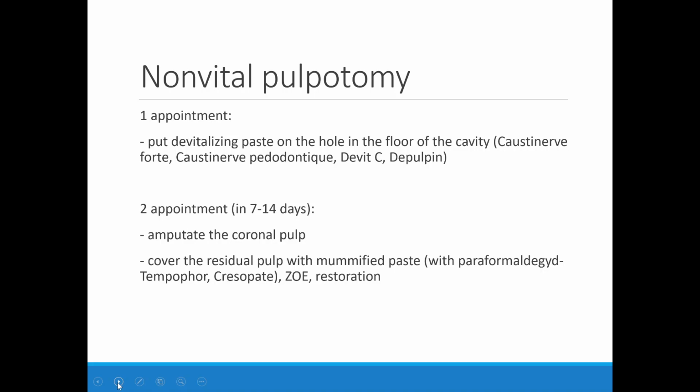After 7-14 days, but I prefer 10-14 days, we invite the patient. Of course, we remove this temporary filling and we check the condition of the pulp. The pulp should be painless and without bleeding. If it's in such condition, we can perform the deroofing with the tungsten bur, perform the pulpotomy of coronal pulp, and cover. This is a non-vital pulpotomy. It's not a pulpectomy.